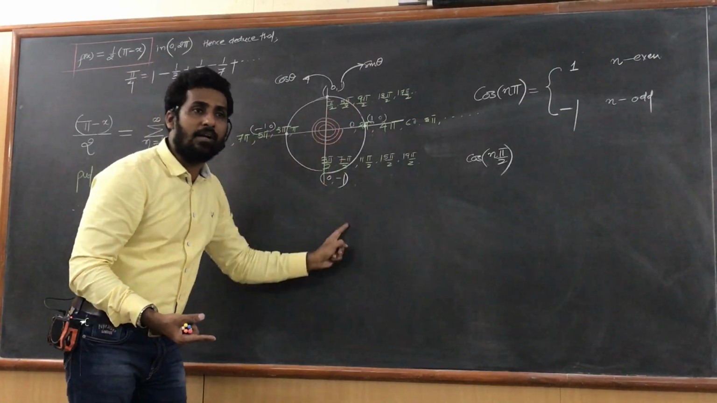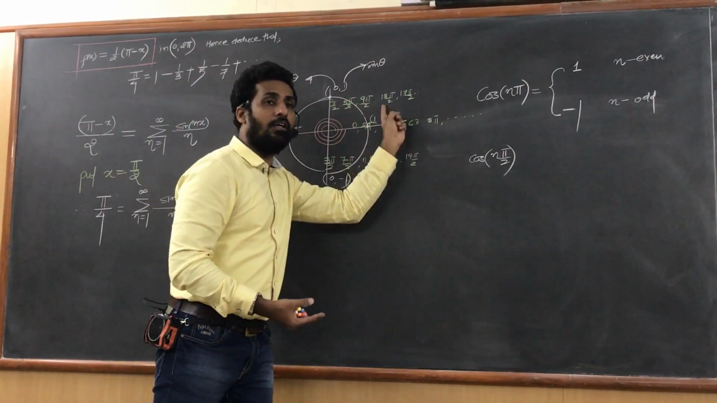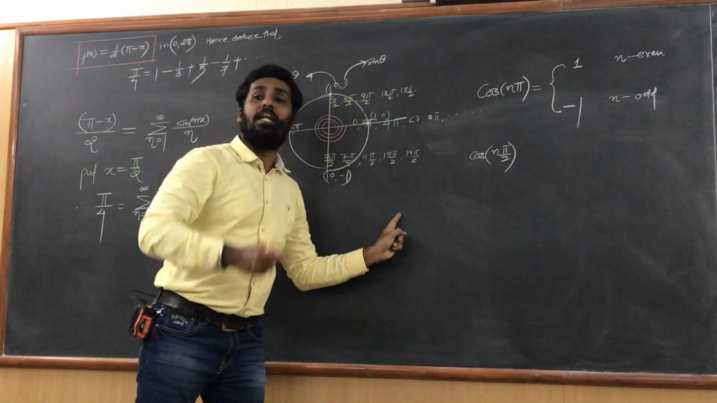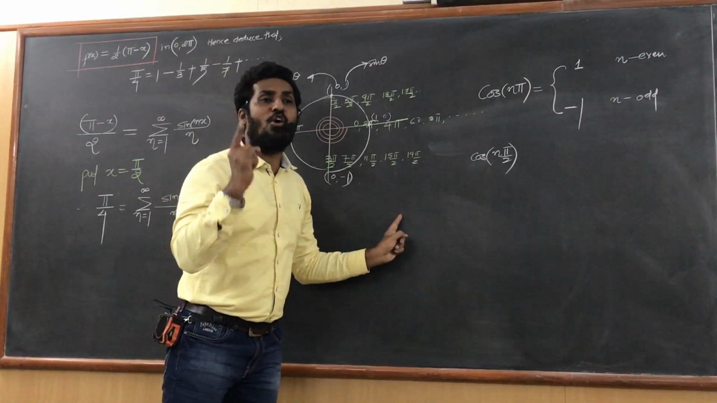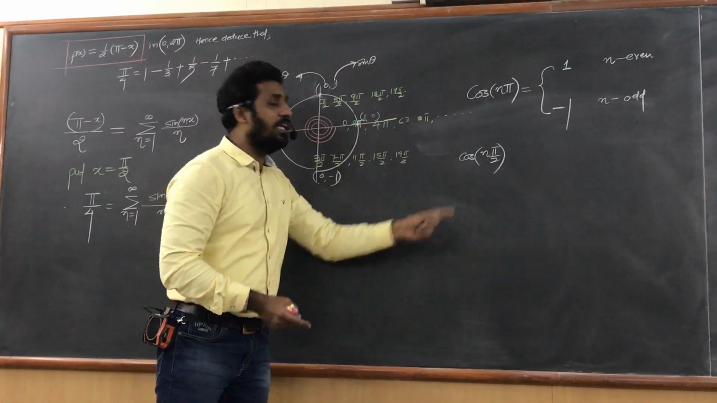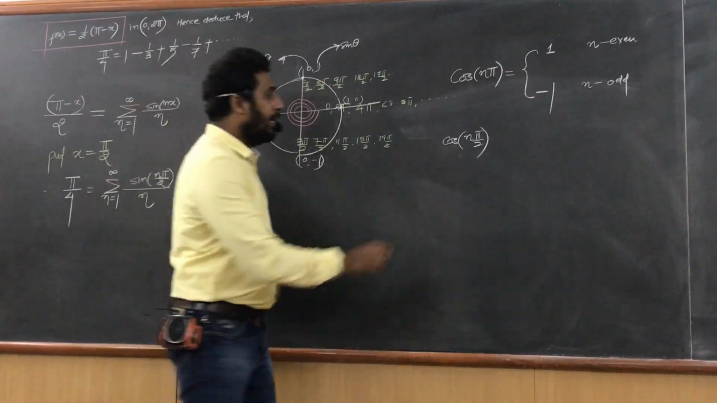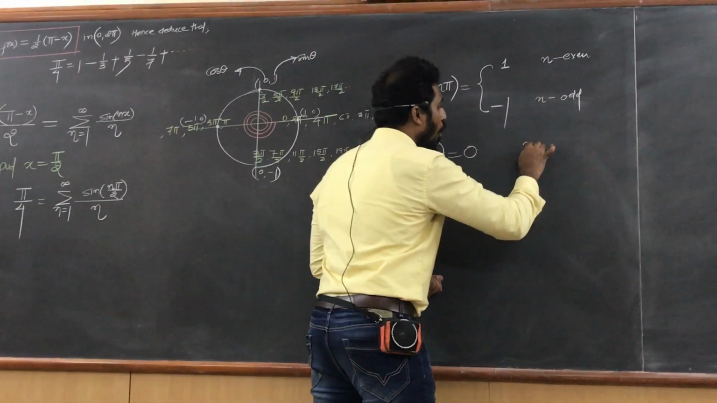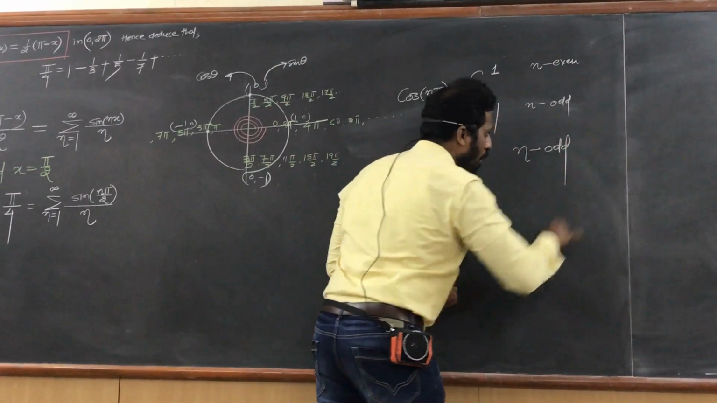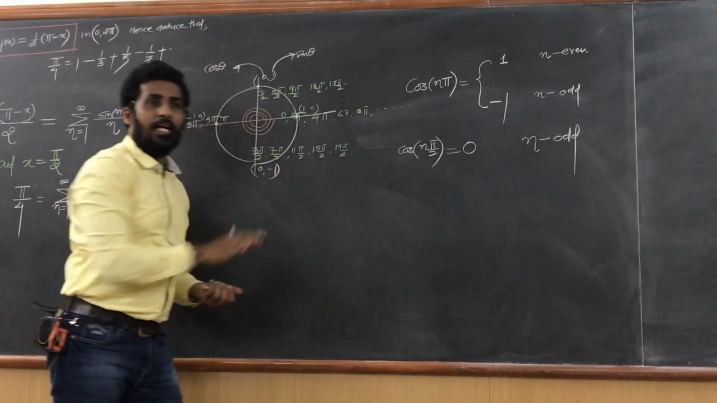5 pi by 2, 7 pi by 2, 9, 11, 13, 15, 17, 19. Any odd multiple of pi by 2, cos will give us what answer? 0. बात समझ में आ रहा है क्या सबको? It is going to be 0 for n is what? Odd. तुमको समझ में है दो नया चीज?